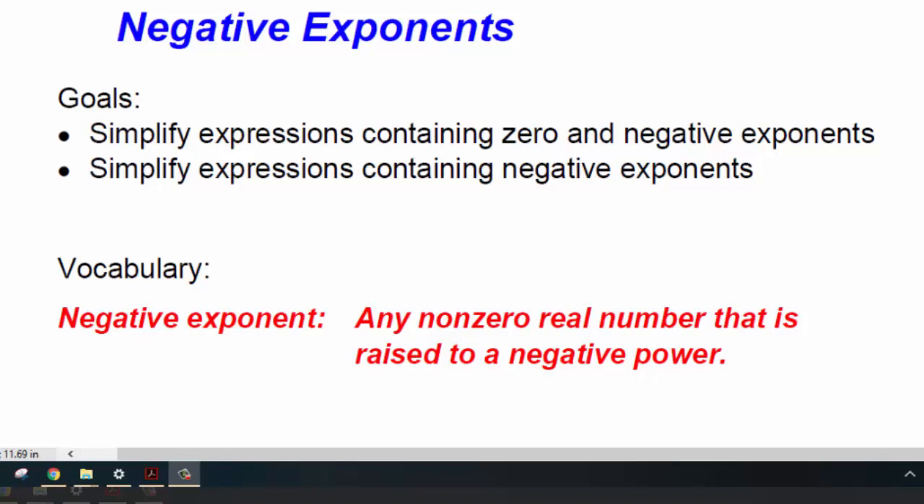Hello again, welcome back. For this video, we're going to talk a little bit about negative exponents. You can see our goals here are to simplify expressions containing zero and negative exponents, and then of course simplify expressions containing just negative exponents. Now we only have the one vocab, so I went ahead and defined it here. Negative exponent: any non-zero real number that is raised to a negative power.